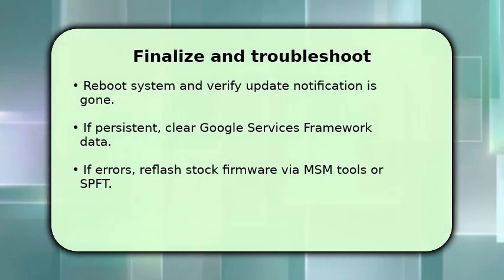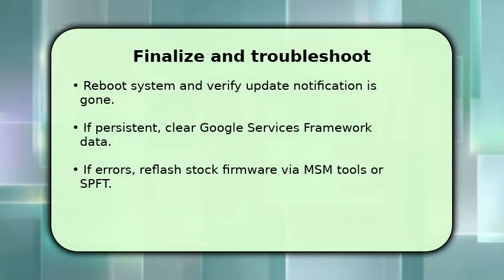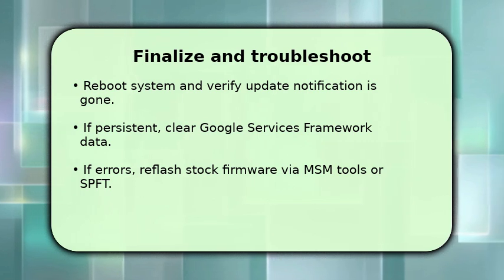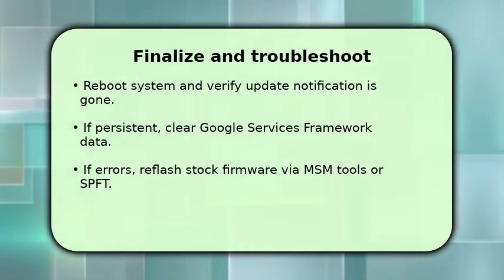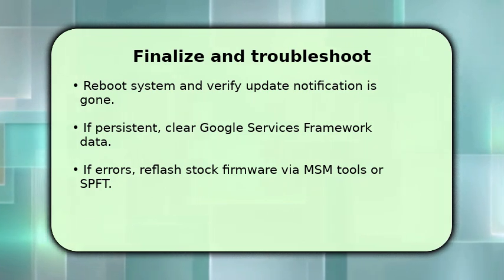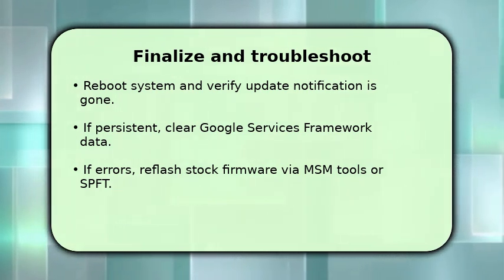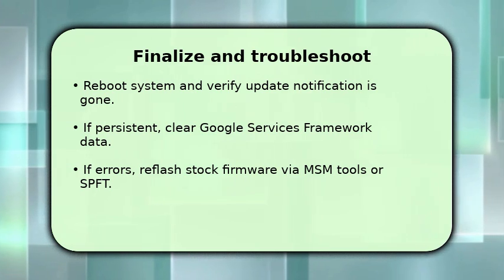Finally, reboot the device with adb reboot and verify the update prompt is gone. If the notifier returns, go to Settings, Apps, Show System Apps, and clear data for Google Services Framework and System Update. This forces the updater to forget the queued OTA.